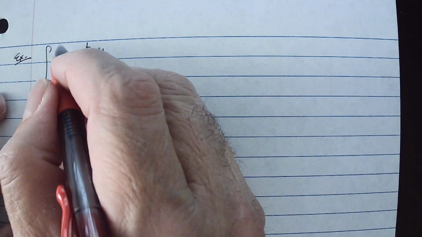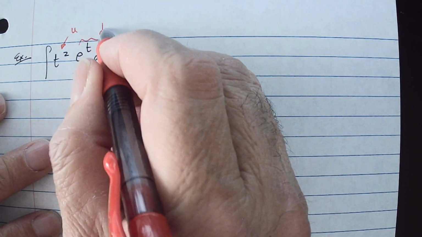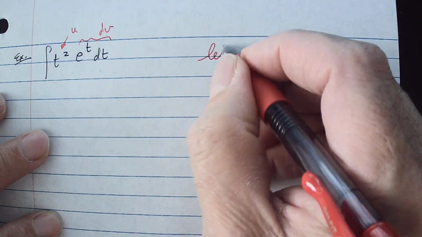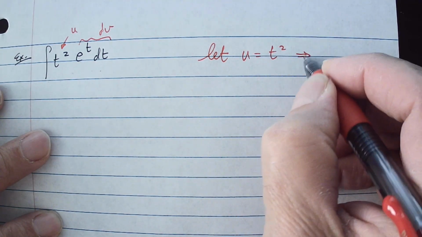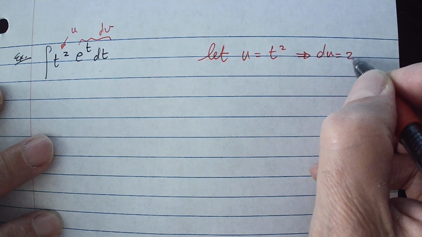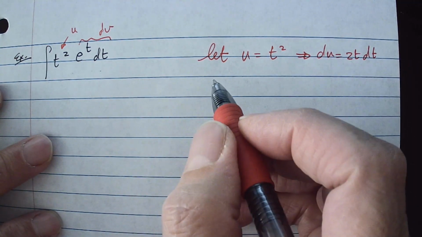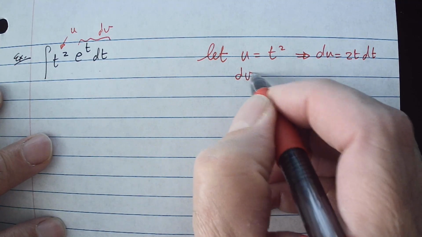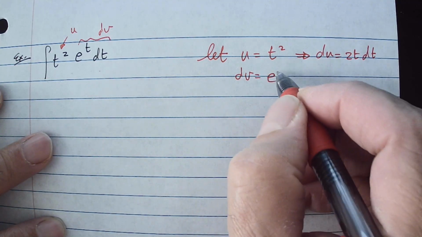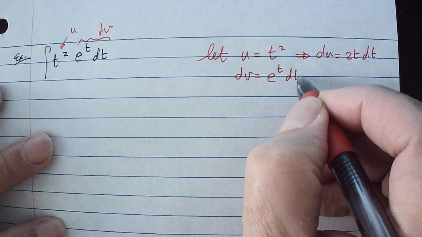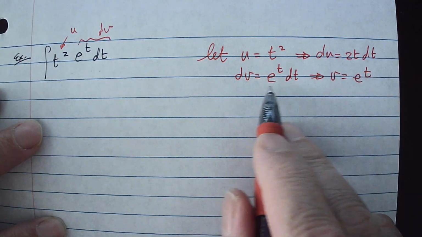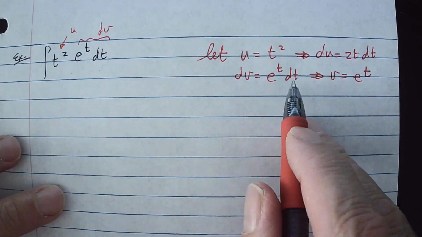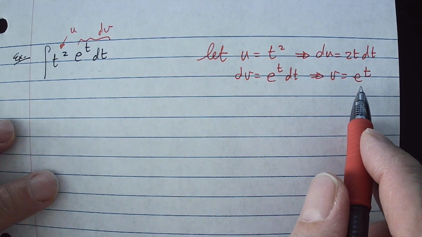So here, if I take t squared as u, meanwhile the rest as dv, then I would say here let u equals t squared implies du is 2t dt, meanwhile dv is e to the t dt, and hence v is e to the t. E to the t is invariant under integration, so when you integrate it, it gives me itself.